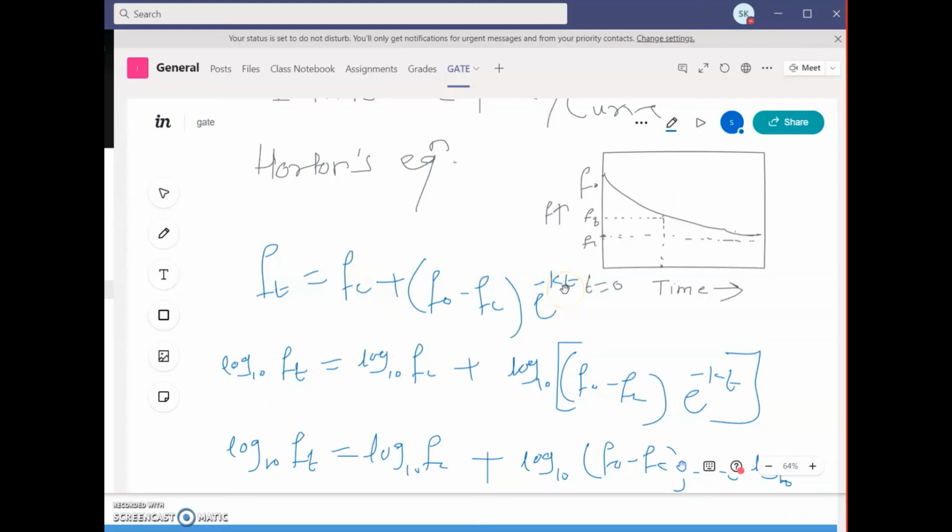Basically, whatever the t is and whatever the values are there, they are in hours. So you can convert to hours and put the value of t here. K you can find out from the slope. Fc is the final or constant infiltration rate, and f naught is the initial infiltration rate, so that you will be able to find out the infiltration rate using this equation for 40 minutes. So t is equal to 40. In this way you can find out the infiltration rate at any time.